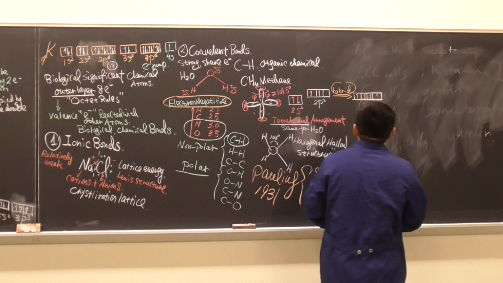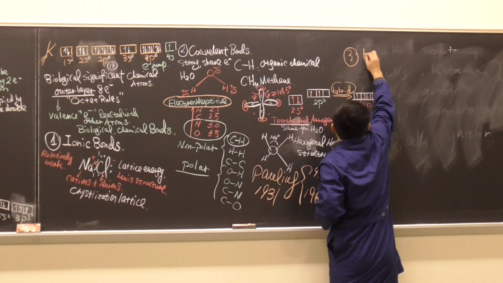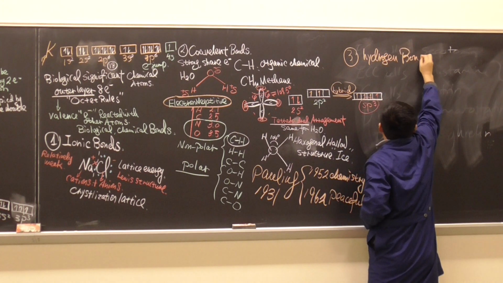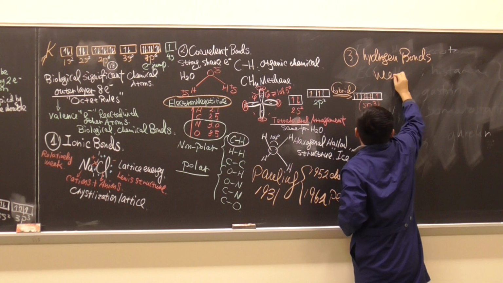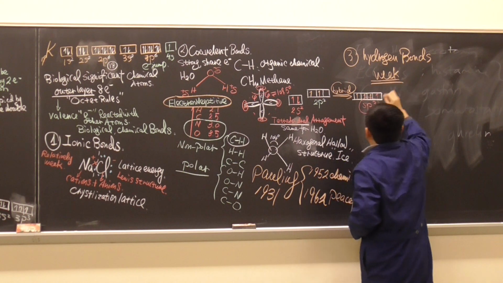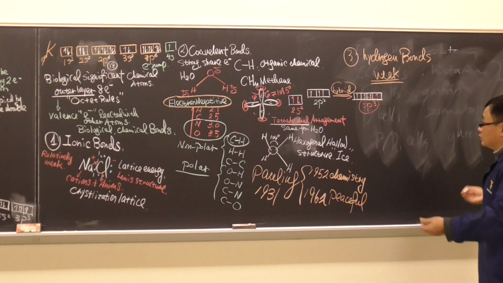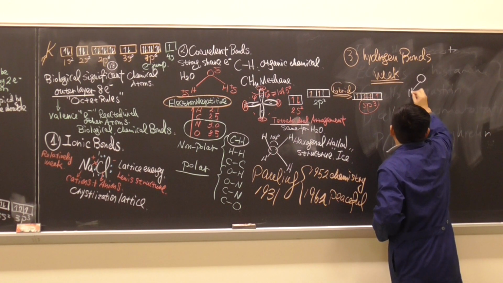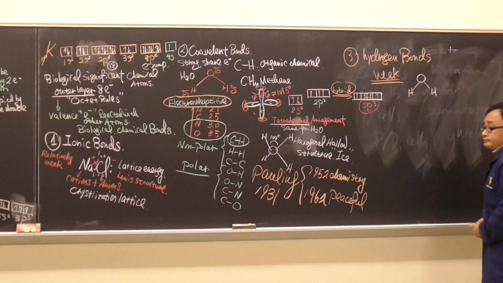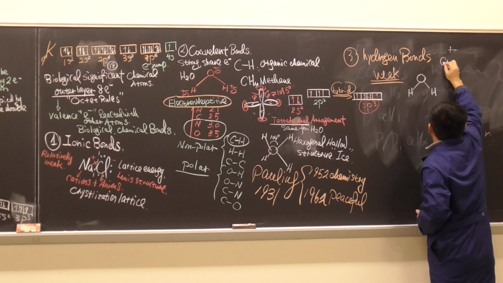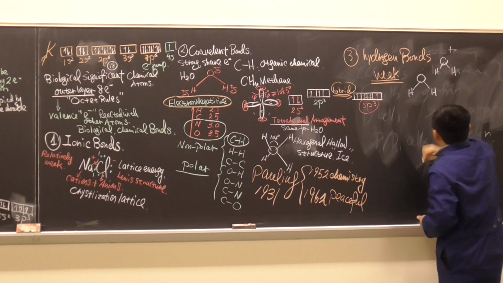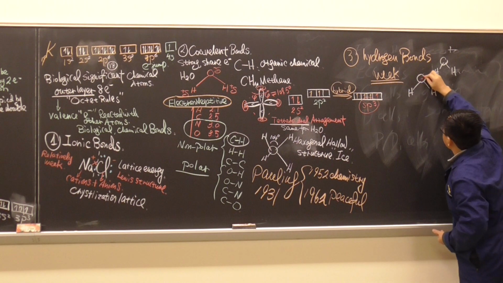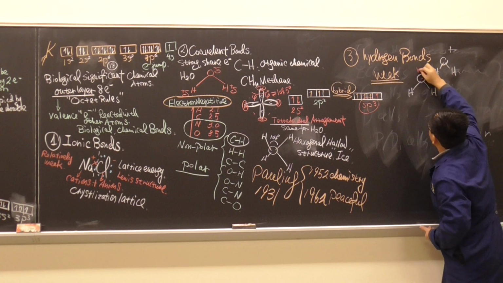The last one is hydrogen bonds. Okay, hydrogen bonds are very weak. This is not a strong chemical bond. I'll give you an example. We just talked about the water molecule, is that right? Okay, I have another water molecule. How are the two water molecules connected? That's hydrogen bonds.